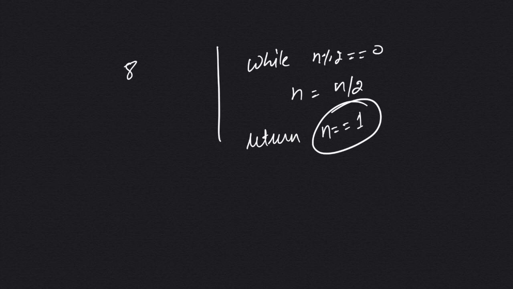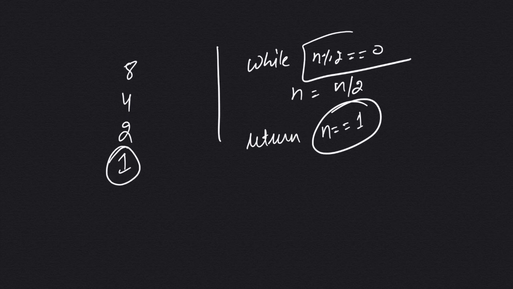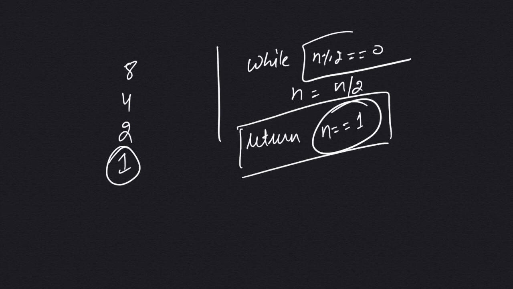So let's see. So we have 8 and 8 modulus 2 is 0, so we will divide it by 2. So now my n is 4. Again modulus of 4 with 2 is 0, so again we will divide it by 2. Now again the modulus of 2 with 2 is 0, so again I will divide 2 by 2. So at the end I got 1. So now the modulus of 1 with 2 is not 0. So at the end I will check if n is equal to 1. Yes. Then I will simply return true.